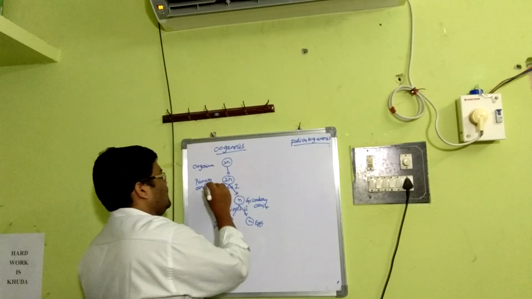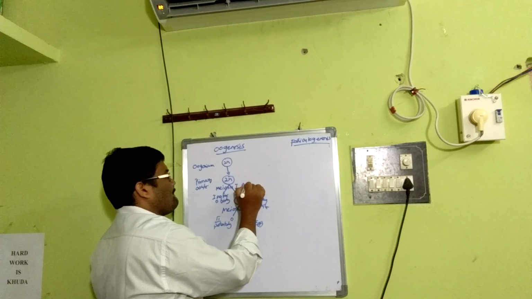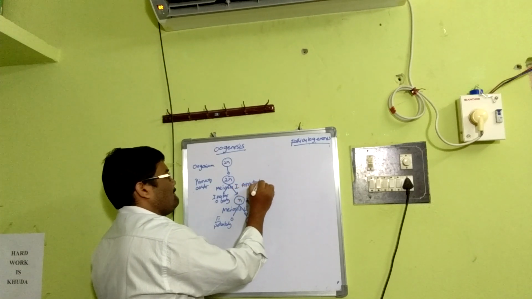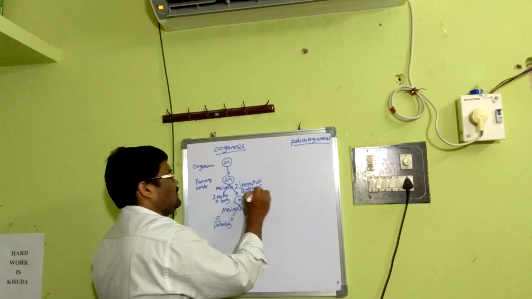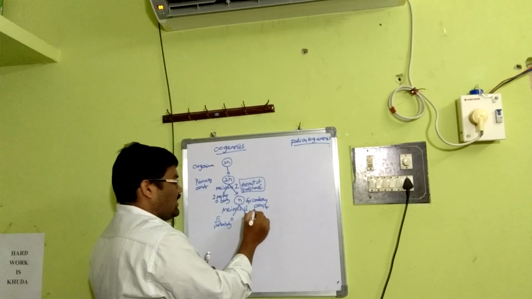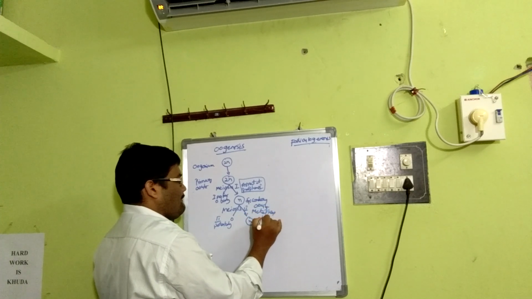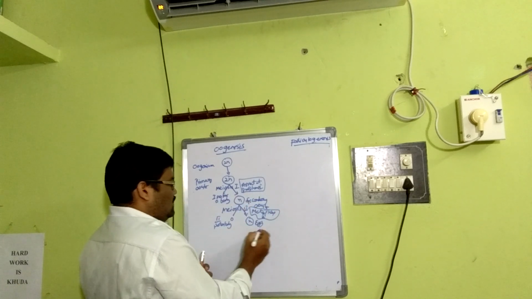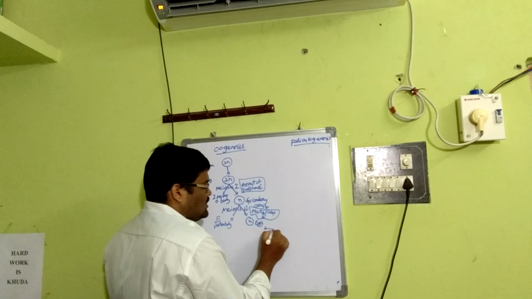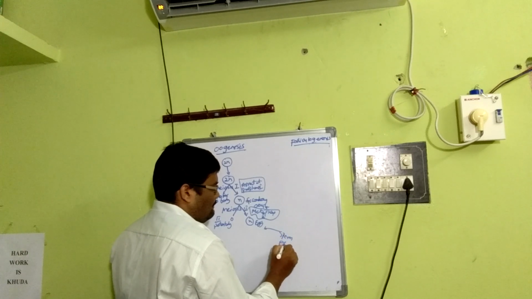We discussed the primary oocyte already. This primary oocyte is arrested at prophase 1. The secondary oocyte is again arrested, at metaphase 2. The egg forms based on sperm penetration.